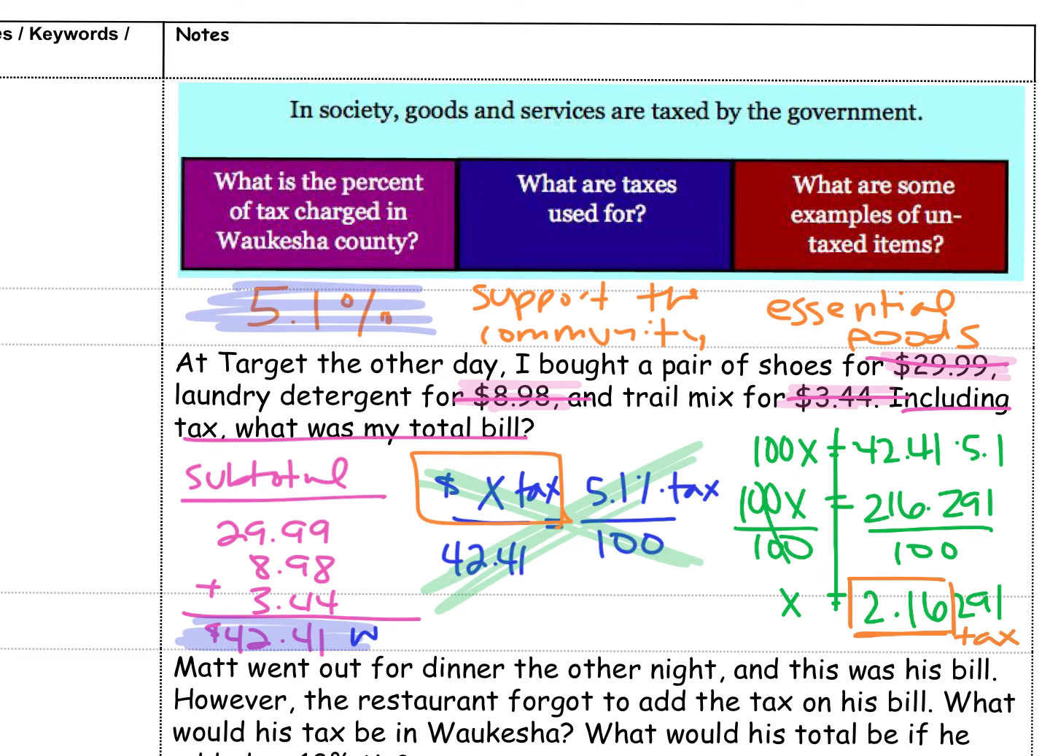To figure out my total bill, I have to take how much was my subtotal plus my tax, and that's going to give me my final answer. When I add this together, I get 44.57. So I paid $44.57 total at Target after tax was added on my bill.